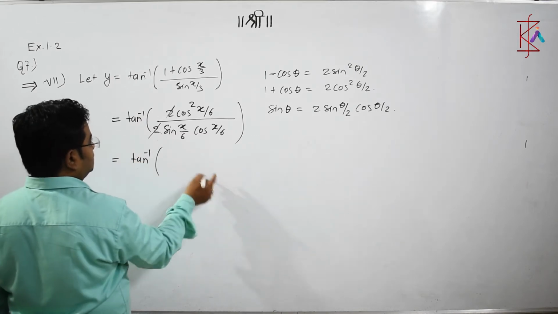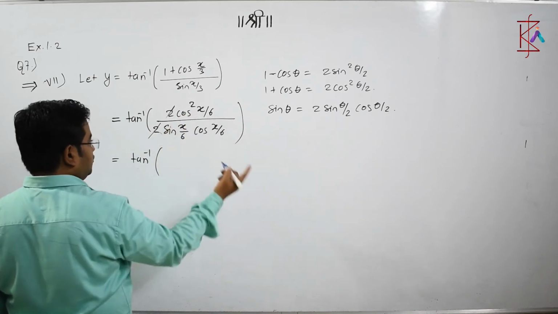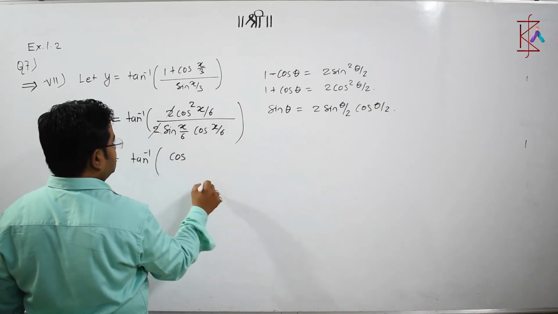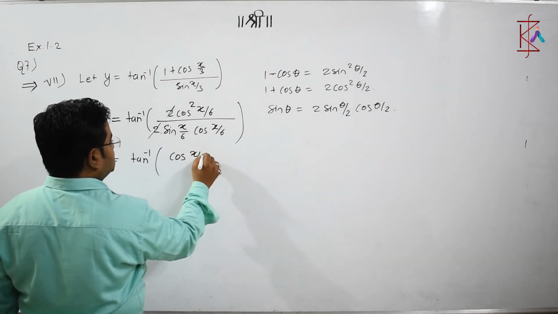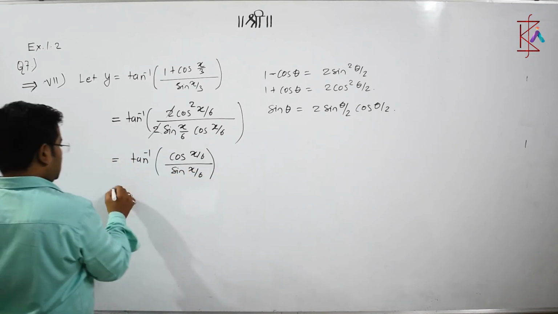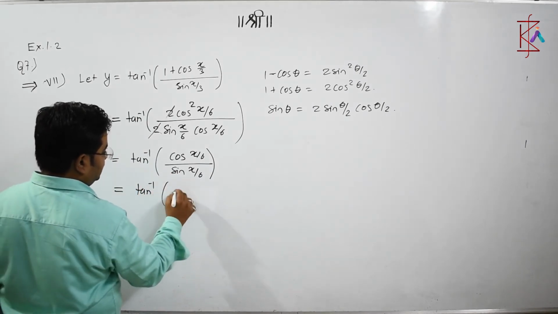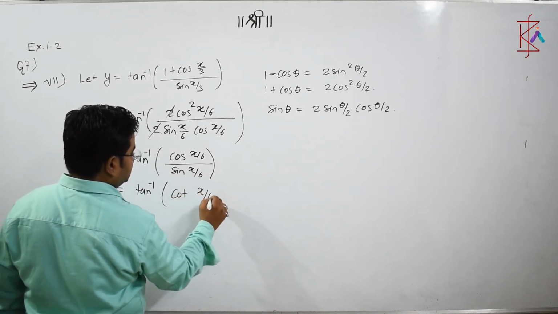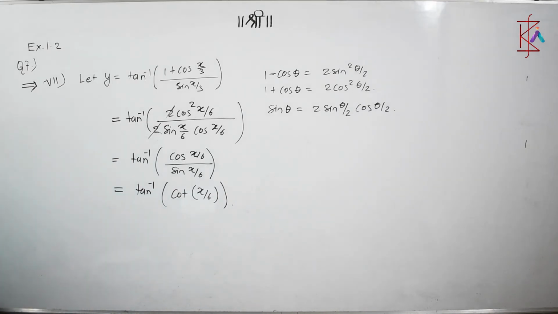Tan inverse of, what is this? cos square x by 6 and cos x by 6, so one term will get cancelled. So remains cos x by 6 divided by sin x by 6. Beautiful term. Now what should be the next step? Tan inverse of cot x by 6. Just check whether it is right or wrong. Up to this step everything looks fine.